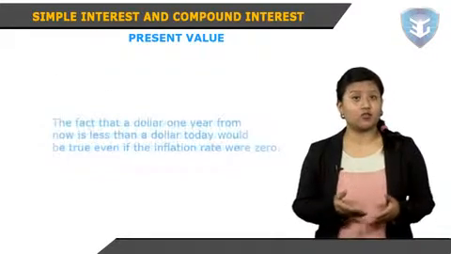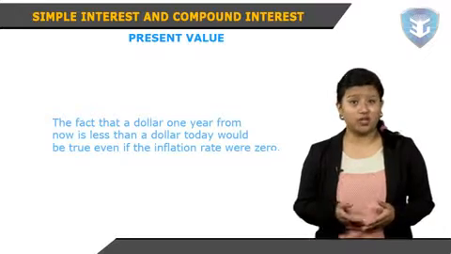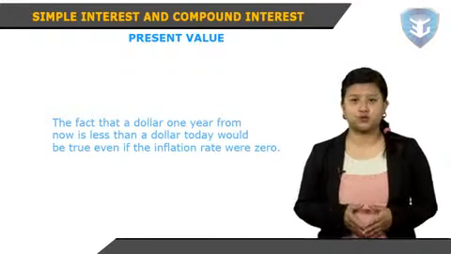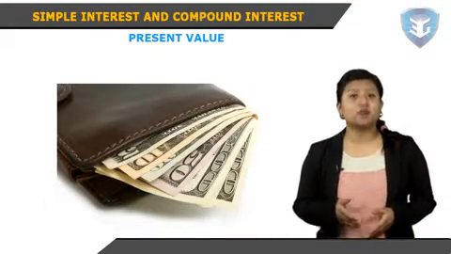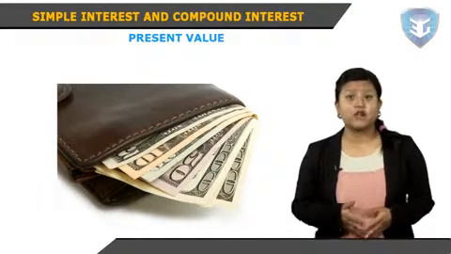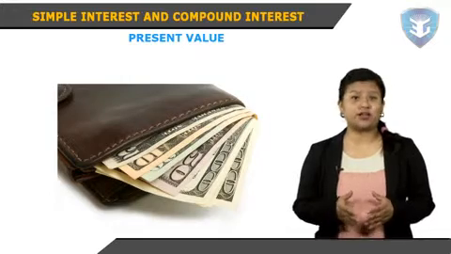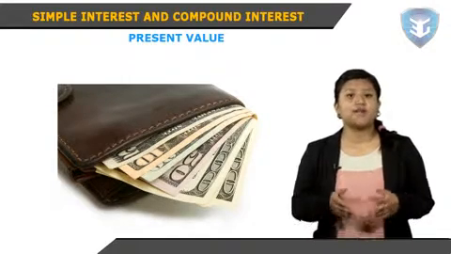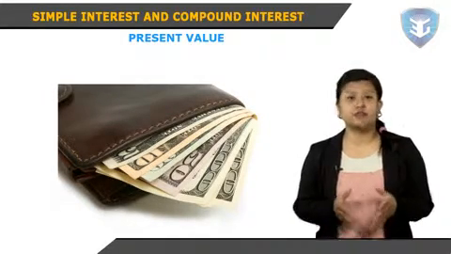The fact that a dollar 1 year from now is worth less than a dollar today would be true even if the inflation rate was zero. The reason is that we prefer current availability to future availability. We want it now. That is why there is interest even when expected inflation is zero. The concept of present value is very useful.